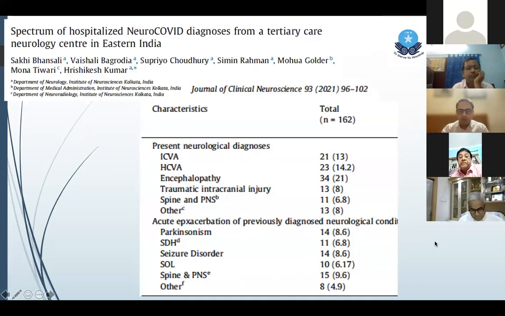Well, this is another publication from our own institute. It was very recently published in the Journal of Clinical Neurosciences, when we looked at different neurological presentations of COVID patients, or patients who already had chronic neurological conditions and were sent following a COVID infection. They found ischemic or hemorrhagic stroke, encephalopathy, spine and peripheral nerve involvement and others, whereas Parkinsonism, curiously, subdural hemorrhage, seizure disorders, and patients who already had intracranial space occupying lesions came with more symptoms when they got COVID. And once the COVID got controlled, they went back to their baseline phase. So this is another very interesting interaction between a chronic neurological condition and the acute COVID infection.